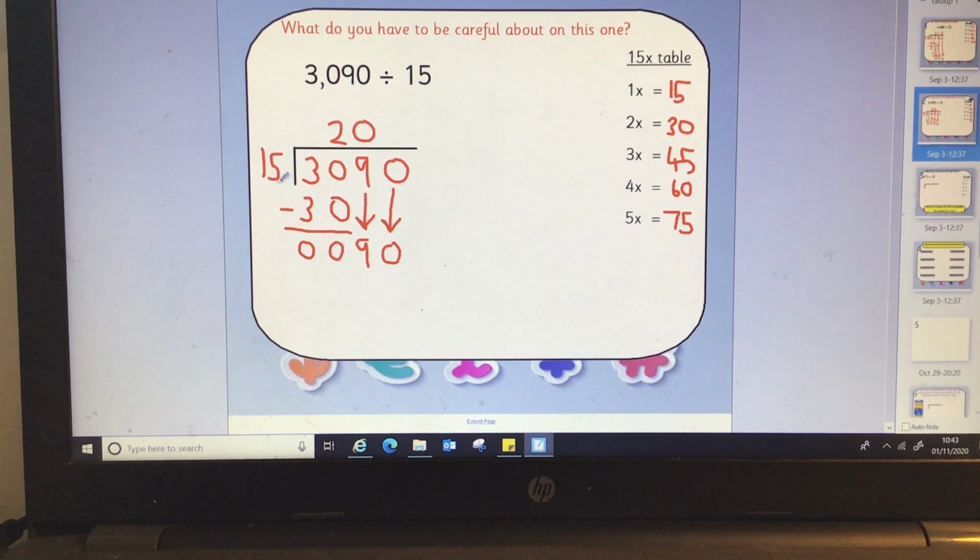We've got 15's into 90 now. If we look down our list here, we haven't gone as far as 90, so we need to continue our list, don't we? So we need to add another lot of 15 on. So we've got 6 lots of 15. Add on 10, add on 5. That leaves us with 90, doesn't it? So our final step, 15's into 90, is 6. So there's our answer. 3090 divided by 15 gives us an answer of 206. It's that 0 in the middle there that was really, really important.